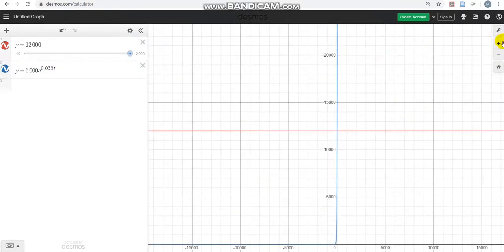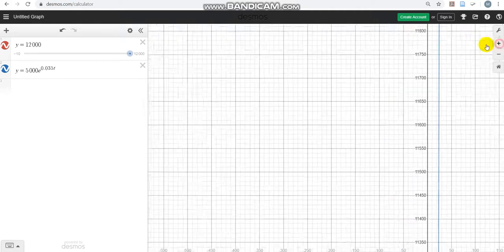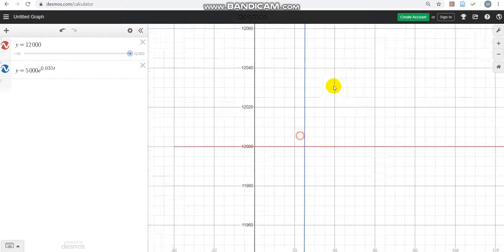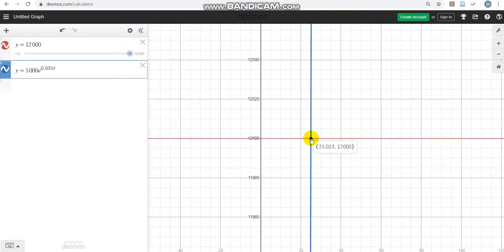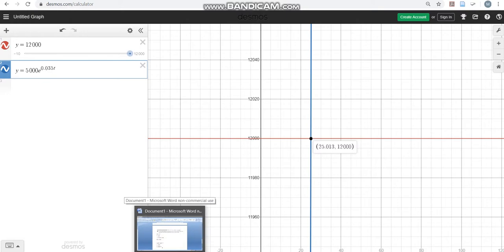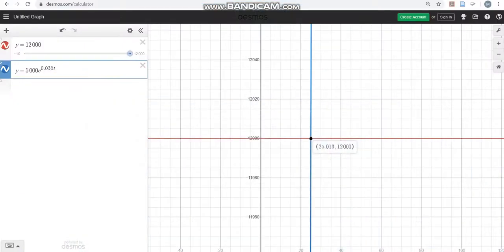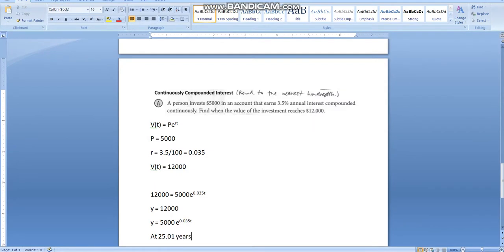You look for the intersection point. Okay, so the intersection point is right here. What this means in context is this is t, and this is v of t. So this means at about 25.01 years, I think, yeah, so what this means is at 25.01 years, the value of the investment will reach $12,000.